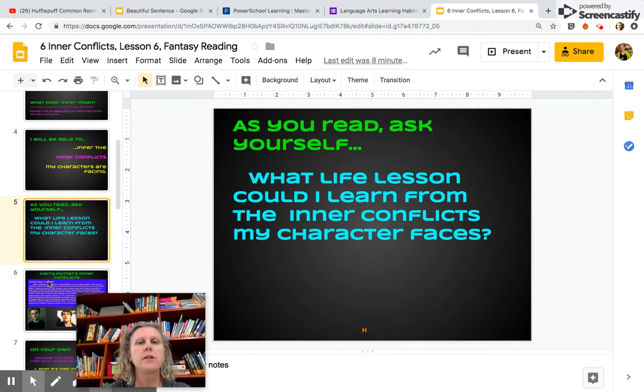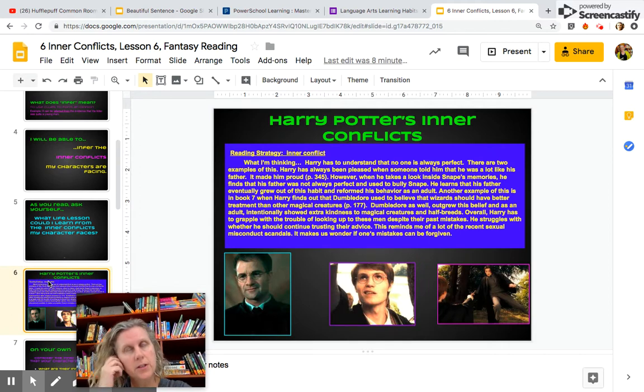So here's another example. Harry Potter. So in book 5, Harry Potter sees into Snape's memories and he finds something there that he wasn't expecting. So let's read this note here. It's not a full-on CERC note, but I think it'll help you get the idea. Harry has to understand that no one is always perfect. There are 2 examples of this.